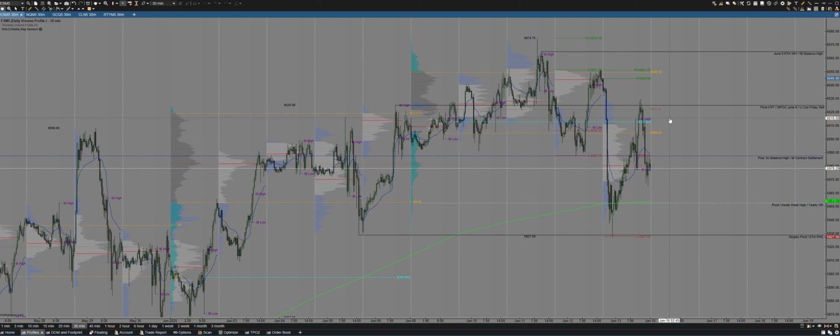The other thing to consider here, and I think a lot of people maybe didn't think of it this way, I know I was talking to a few traders and they didn't think of it this way, is that when we set this high of day, take the order flow out of it.